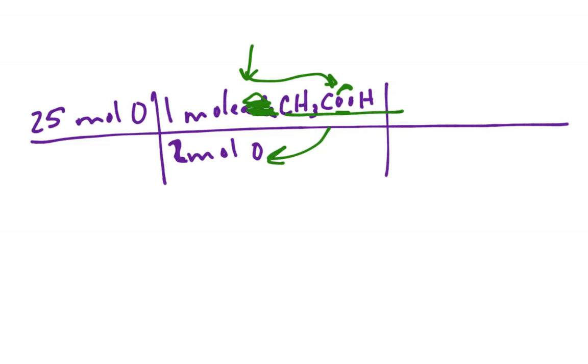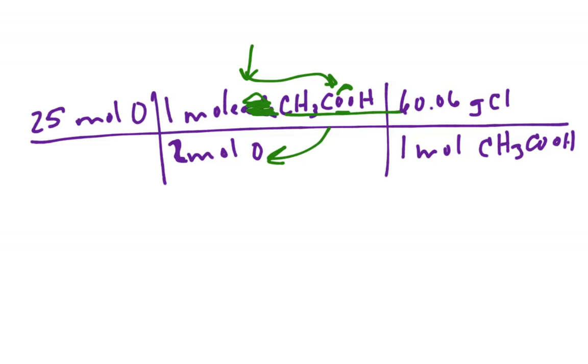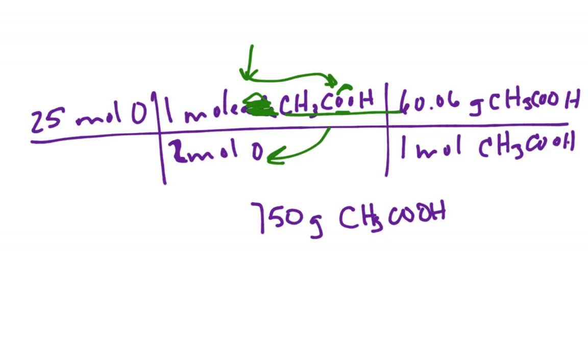And then I'm going to switch from 1 mole of CH3COOH to grams, and this is going to weigh 60.06. We're just adding all of those numbers up. Times that out, 750 grams of acetic acid. All right, and this is 2 sig figs, so I can only have 2 sig figs in my answer.